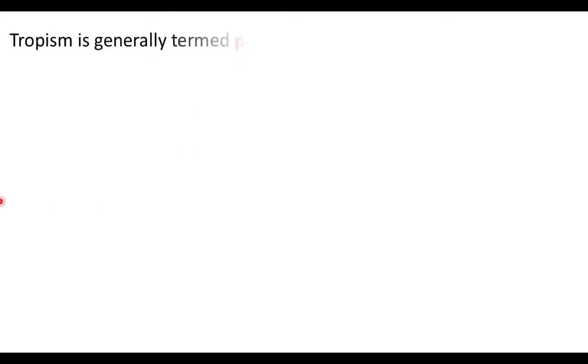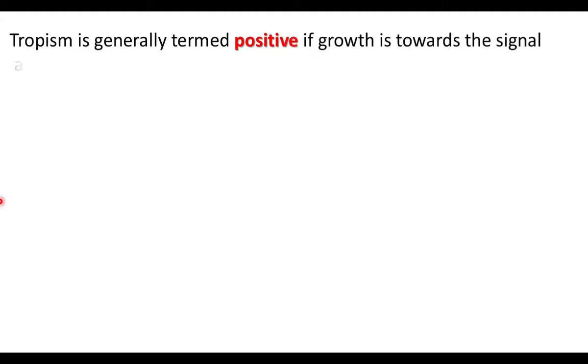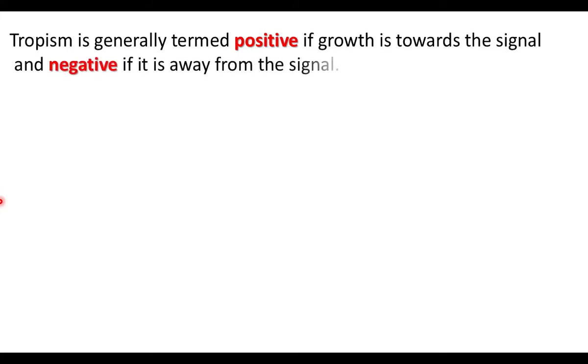Tropism is generally termed positive if growth is towards the signal, and negative if it is away from the signal. The shoot system grows towards light signal, so the shoot system is positively phototropic. It shows positive phototropism. The shoot system grows away from gravity, so the shoot system is negatively geotropic. It shows negative geotropism.